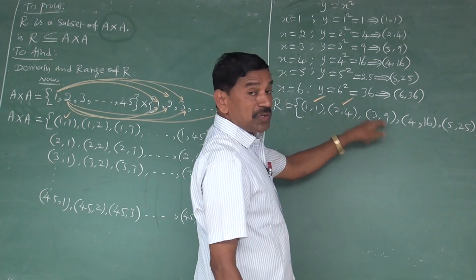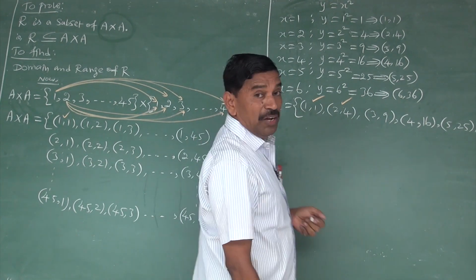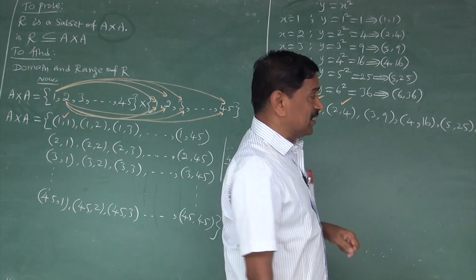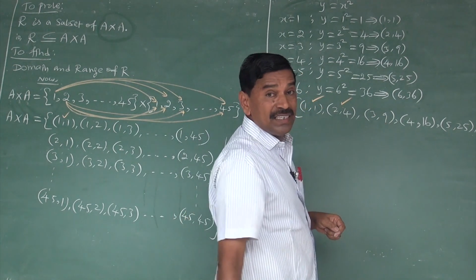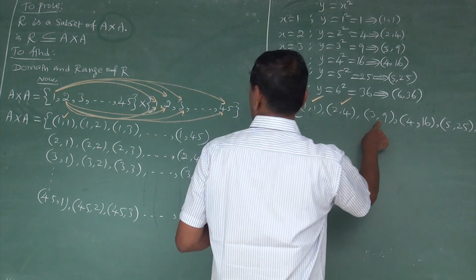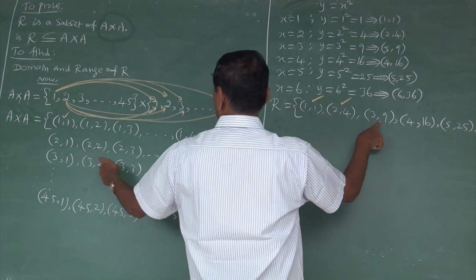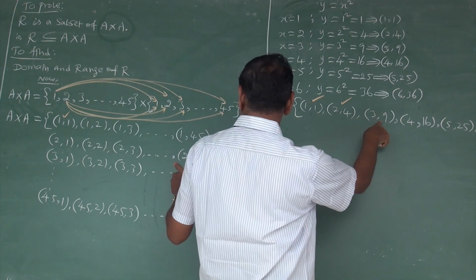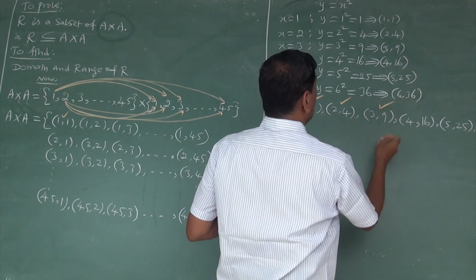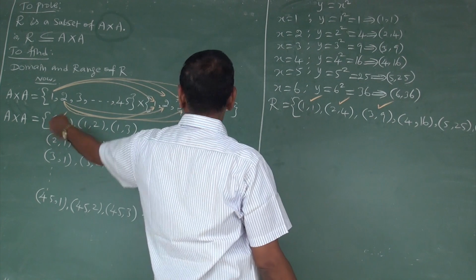Okay, next come to 3 comma 9. Whether 3 comma 9 belongs to A cross A or not? Available or not? Yes. Good. 3 comma 9, where does it lie? Yes, third row. 3 comma 1, 3 comma 2, 3 comma 3, and so on. 3 comma 9 is available. So 3 comma 9 is available in A cross A.